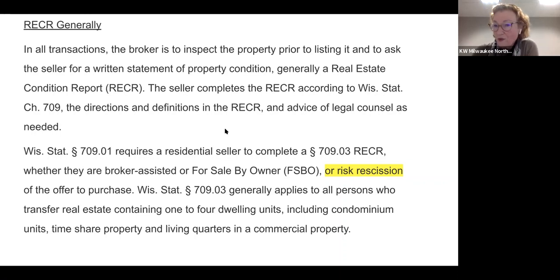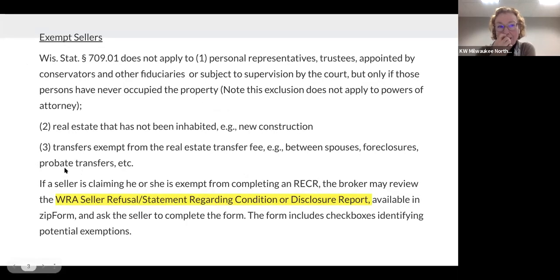The statute generally applies to all persons who transfer real estate containing 1 to 4 dwelling units, including condominium units, timeshare, and living quarters. So if you're into multiple units over 4 dwellings, this is not a part of it. You do not use a record for that. And then we review who is exempt.